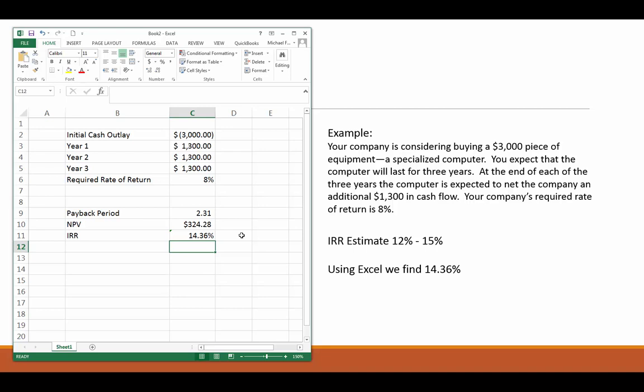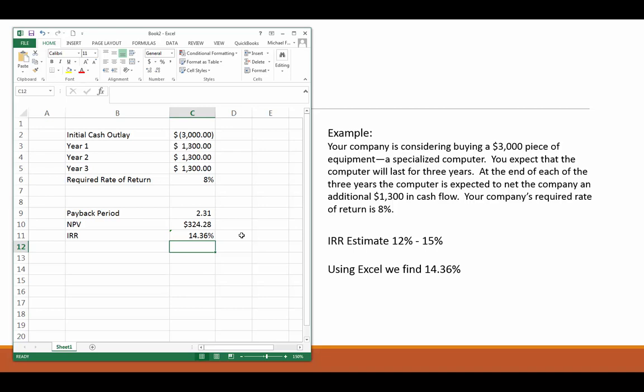Again, remember the pros and cons. Payback period, that's very simple to tell someone, look, it takes 2.31 years to get your money back. Net present value isn't so simple, but it does return us a dollar figure that's kind of valuable. We're saying, hey, for our investment of $3,000, we are going to earn at present value, at today's dollars, $3,324.28 or $324.28 in excess of our initial cash outlay through this investment.